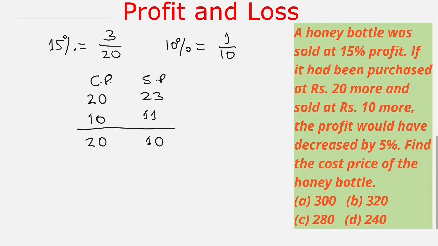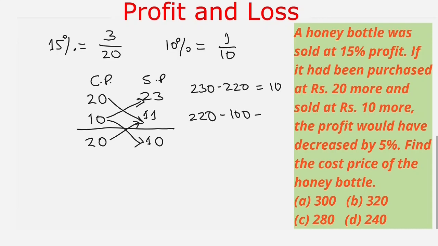Now we cross multiply it. 23 multiplied by 10 is 230 minus 11 multiplied by 20 is 220. So this is 230 minus 220 equal to 10. And 11 multiplied by 20 is 220 minus 10 multiplied by 10 is 100. So this is 220 minus 100 equal to 120. This gives 10 units equal to 120.